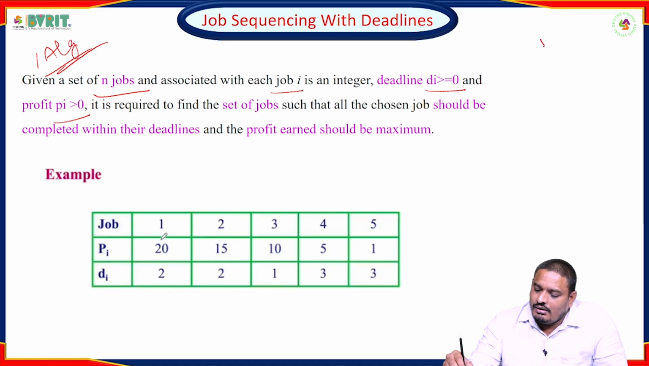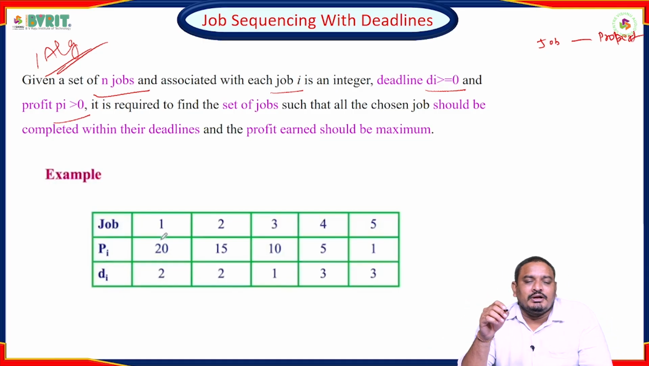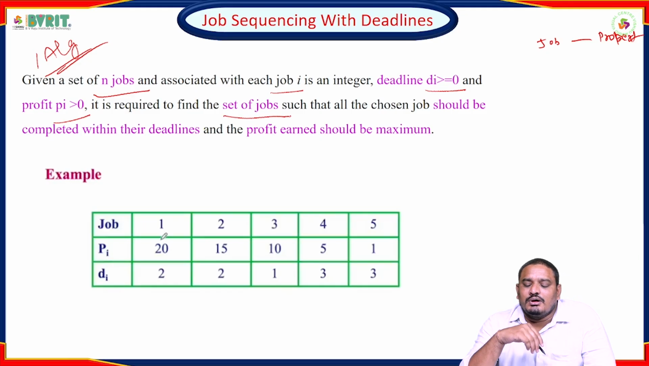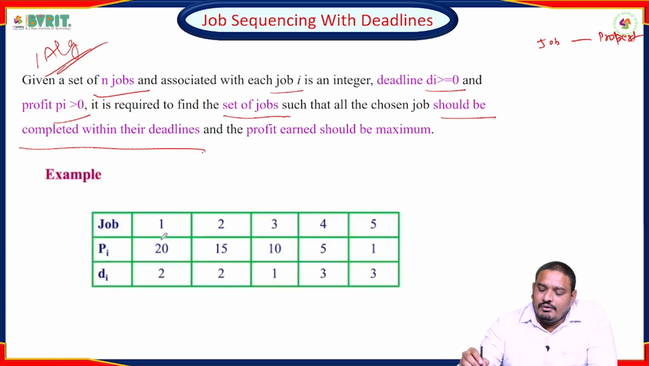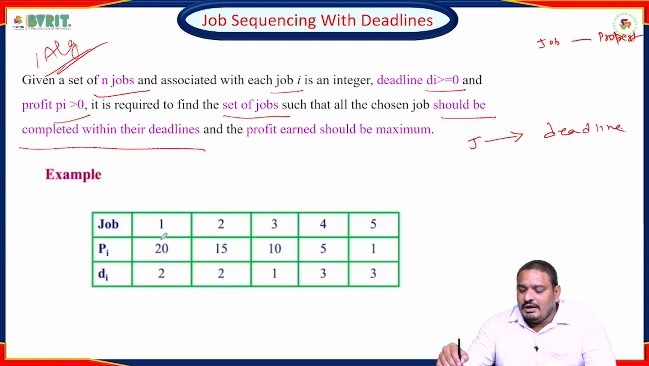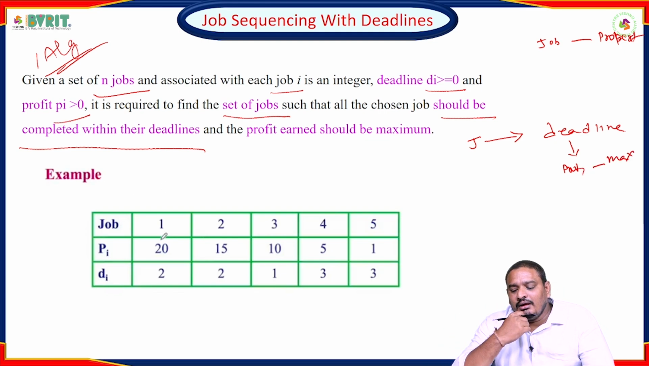Every job has this property, and we are required to find a set of jobs. All the jobs chosen should be completed within their deadlines, which means every job is completed by its deadline and earns some profit. The profit should be maximum. That is the definition of job sequencing with deadline.